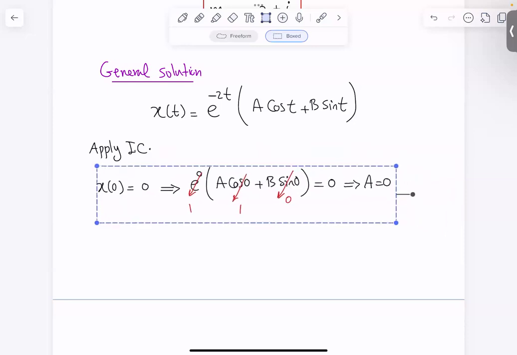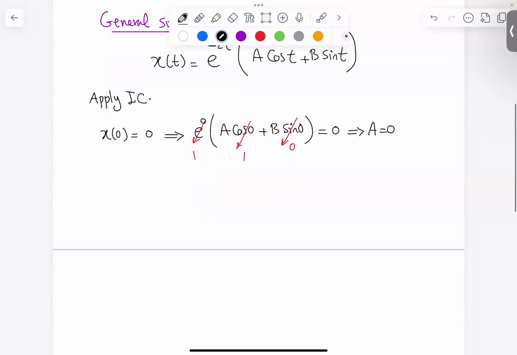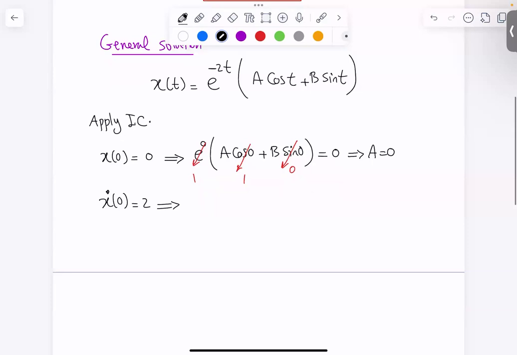Okay, so that is our first coefficient value. The second one is that x dot at time 0 has to be 2. So that means I have to take a derivative of x, right? But the good thing is I know a is already 0, so I don't even need to worry about this term and taking its derivative. I just need to take the derivative of e to the negative 2t times b sine t.